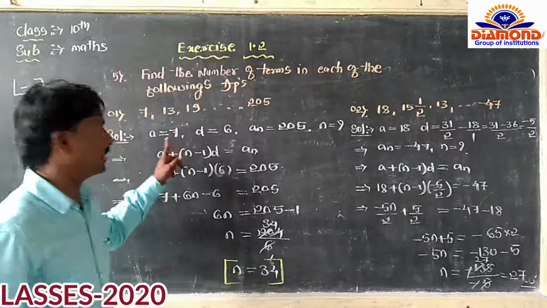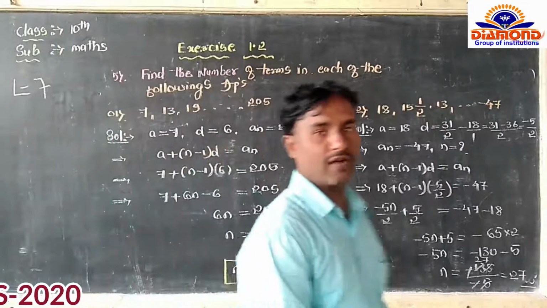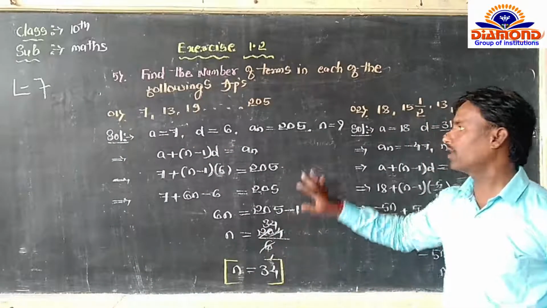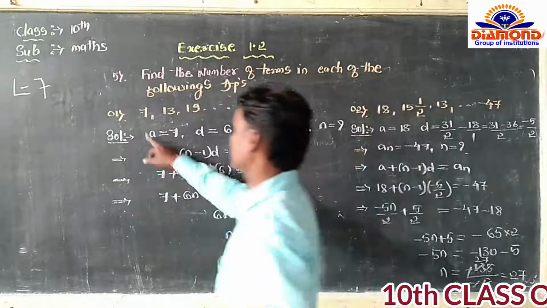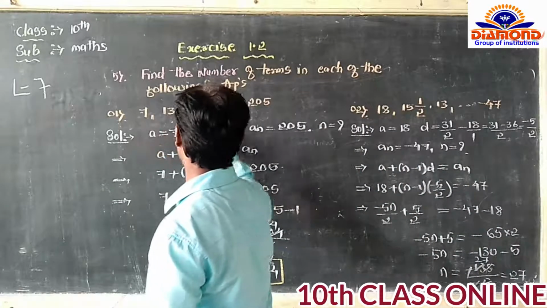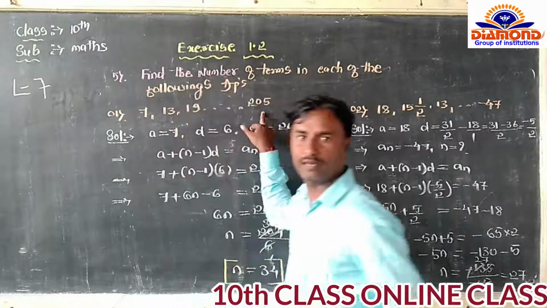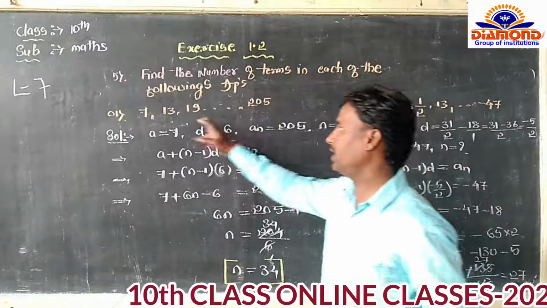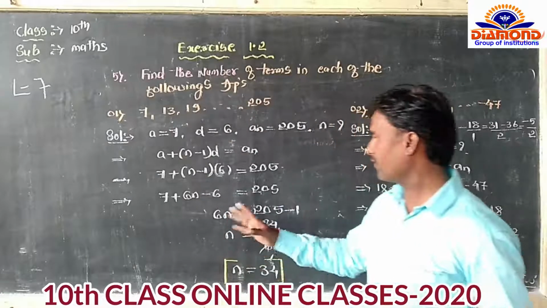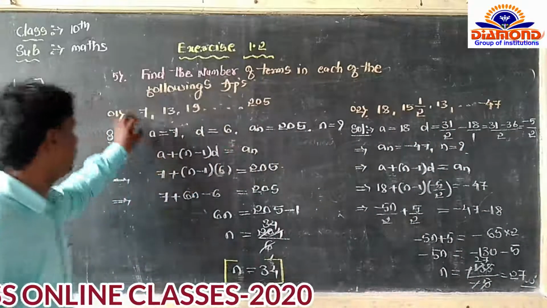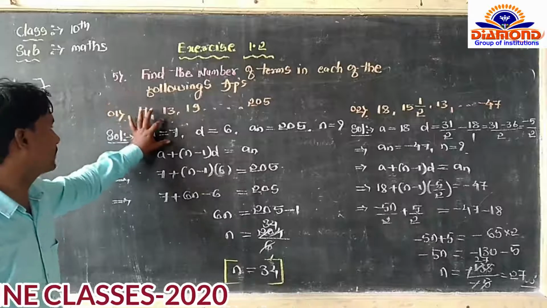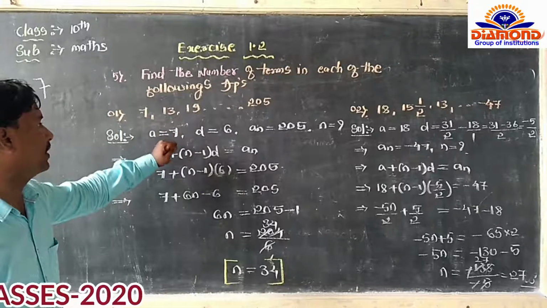In this fifth question, there are two questions, and we are finding n. We are finding the number of terms, dear students. So what is the question here? First question is 7, 13, 19, and so on, 205. The last term is also given and the sequence is given. We are finding what n is equal to.